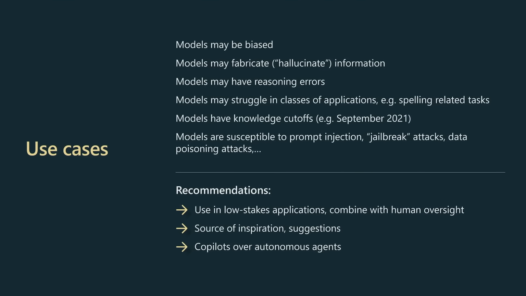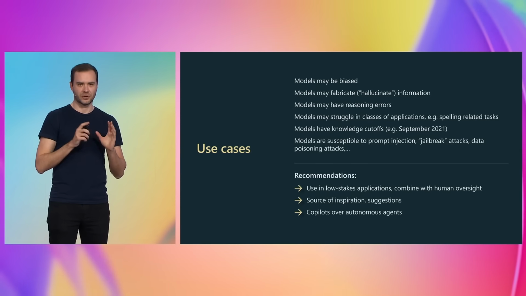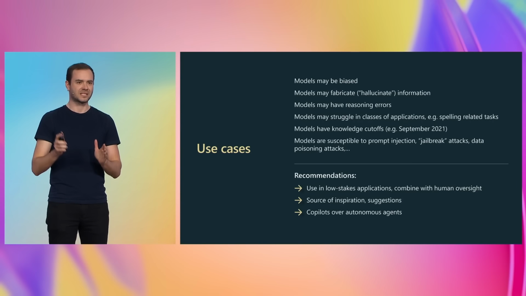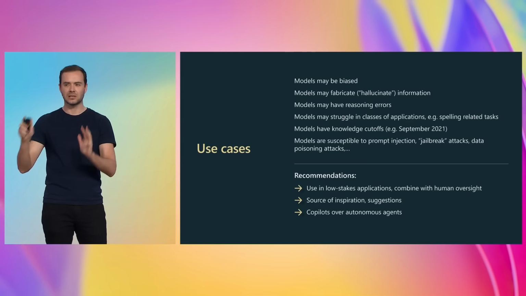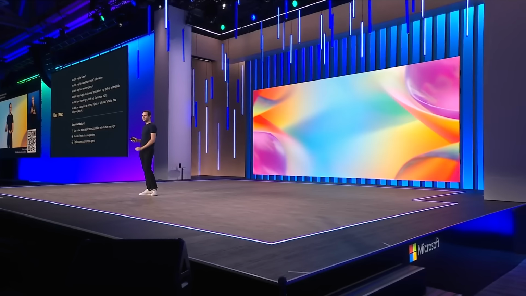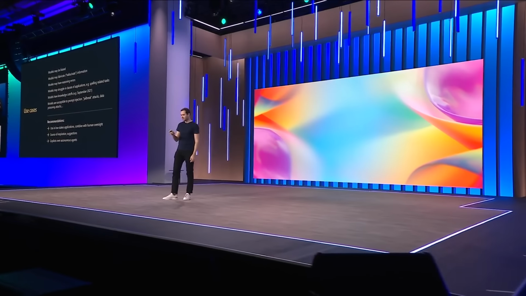So my recommendation right now is use LLMs in low-stakes applications, combine them always with human oversight, use them as a source of inspiration and suggestions, and think co-pilots instead of completely autonomous agents that are just performing a task somewhere. It's just not clear that the models are there right now.